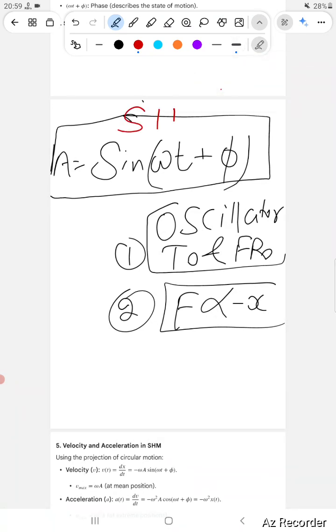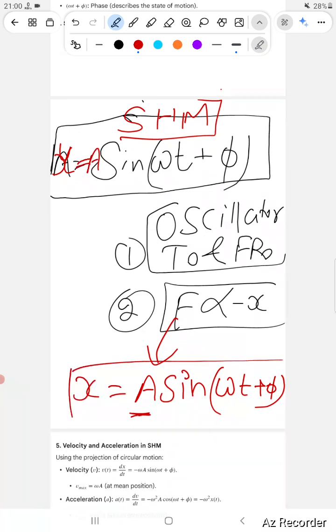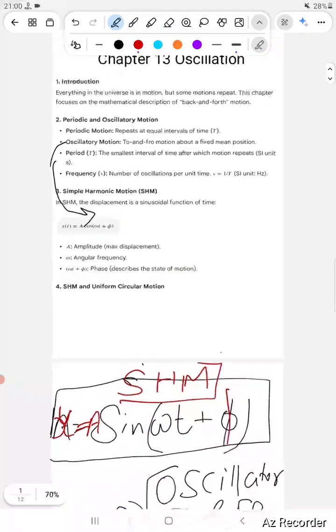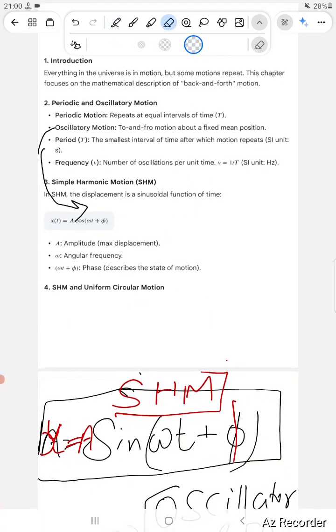But when we solved this equation, we got the solution in terms of a constant A multiplied by sin(ωt + φ). So x = A sin(ωt + φ), where x is the displacement at a particular time. So we can say SHM can be represented by a sinusoidal function of time. Here I have written it, you can please see here.